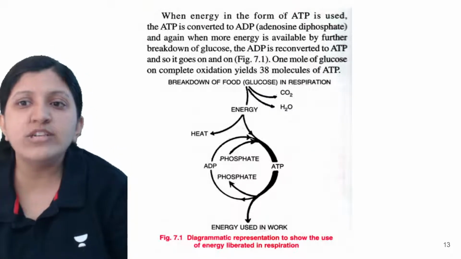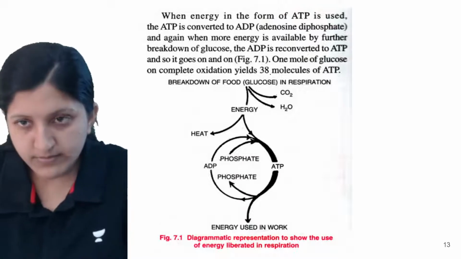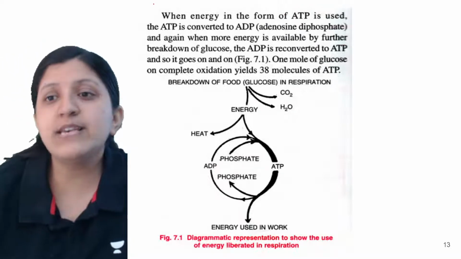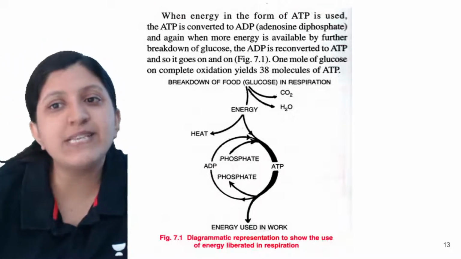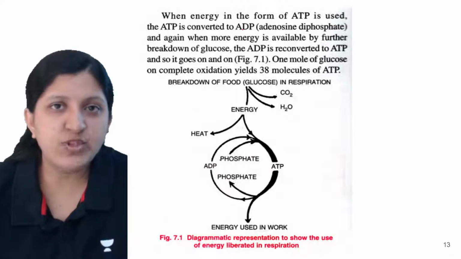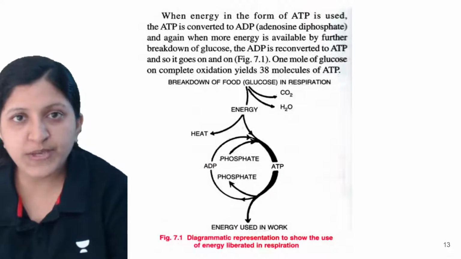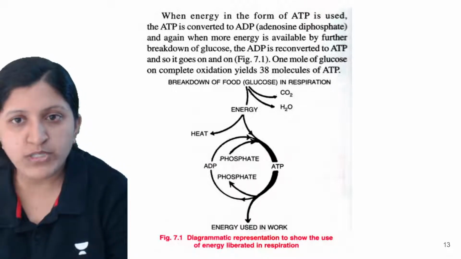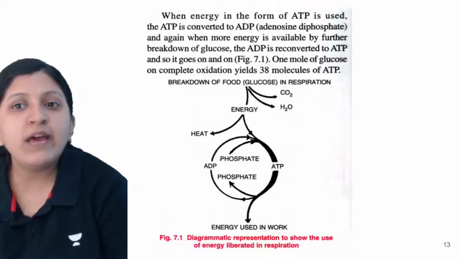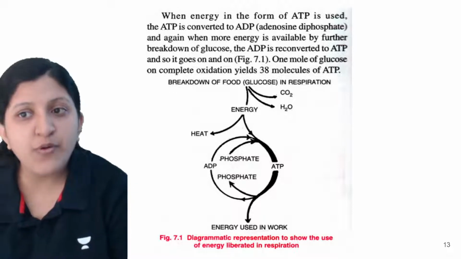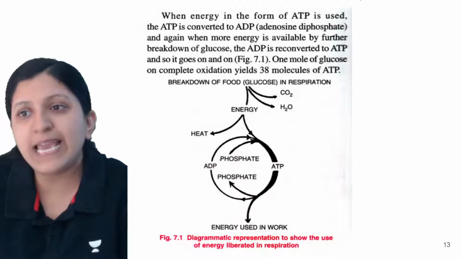So when energy is in the form of ATP, it is used, and the ATP is converted into ADP. So that means there is ATP formation anyway. When energy is in the form of ATP, that is basically ATP being used up.